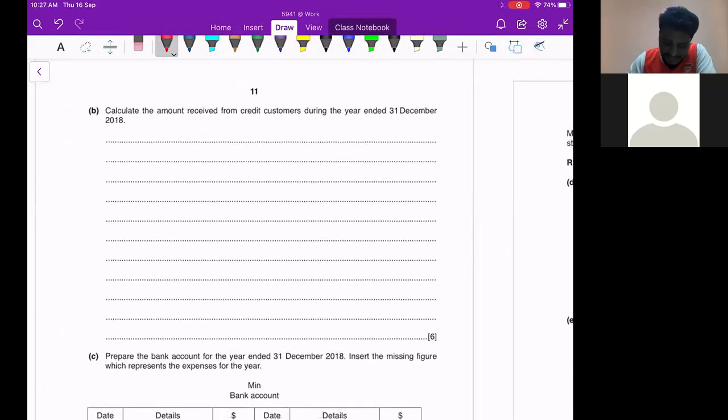Calculate the amount received from the credit customer during the year. Okay, this one is actually the bank. They asked me to calculate the bank. That one I'll explain whenever we do the bank account. That one is related to the bank account. So the amount received from the credit customer is actually bank.